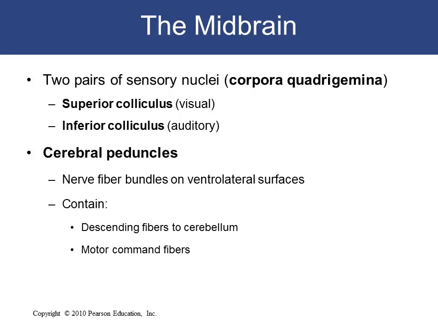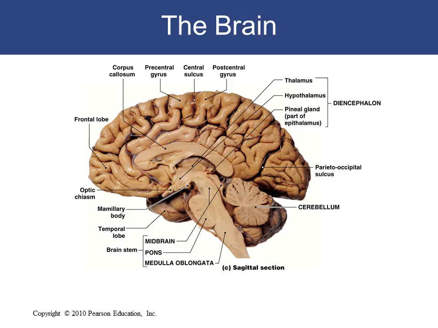The midbrain has two pairs of sensory nuclei: the superior colliculus, which is for visual, and the inferior colliculus, which is for auditory. And there are cerebral peduncles, which are nerve fiber bundles on the ventrolateral surfaces that contain descending fibers to the cerebellum and motor command fibers. This picture shows us the brain, and this is the midbrain, found between the cerebrum and the pons.